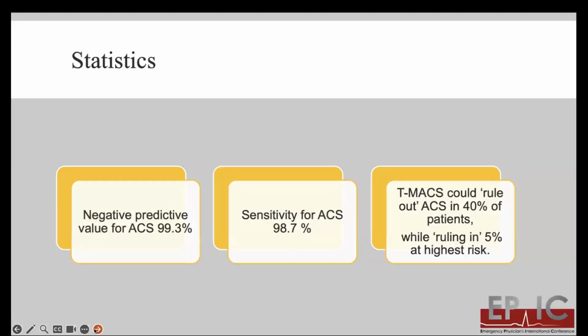Now, various statistics: the TMACS tool has a very high negative predictive value, 99.3%, with a sensitivity for ACS of 98.7%. And it has also been found that it is able to rule out ACS in 40% of the patients, while ruling in about 5% of the patients at the highest risk.